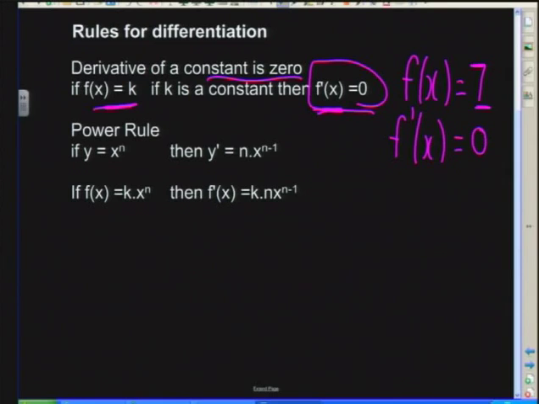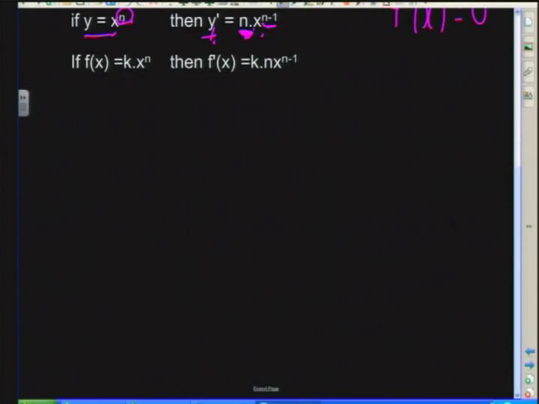Okay. Then the power rule. If you've got a function y is equal to x to the power of n, then the derivative of y is going to be equal to n. You take that n, that power, you times it to the front of the x, or the coefficient of the x, and then you subtract 1 from the power. So if y is equal to x to the power of n, then the derivative of y is n times x to the power n minus 1. We'll go over that rule when we look at more examples.